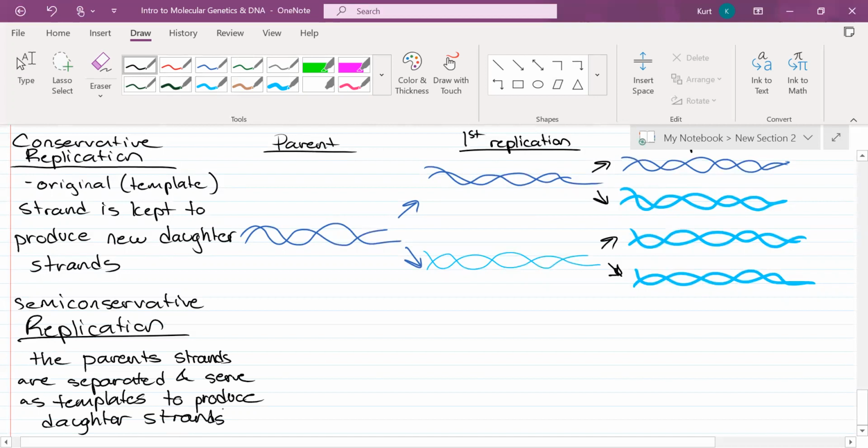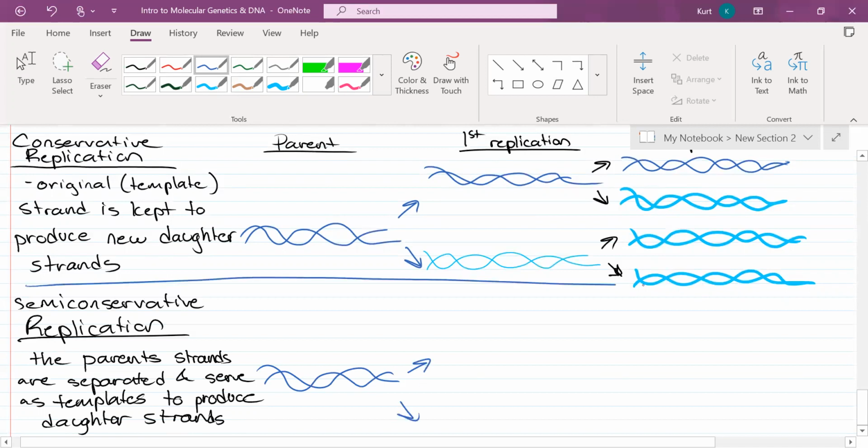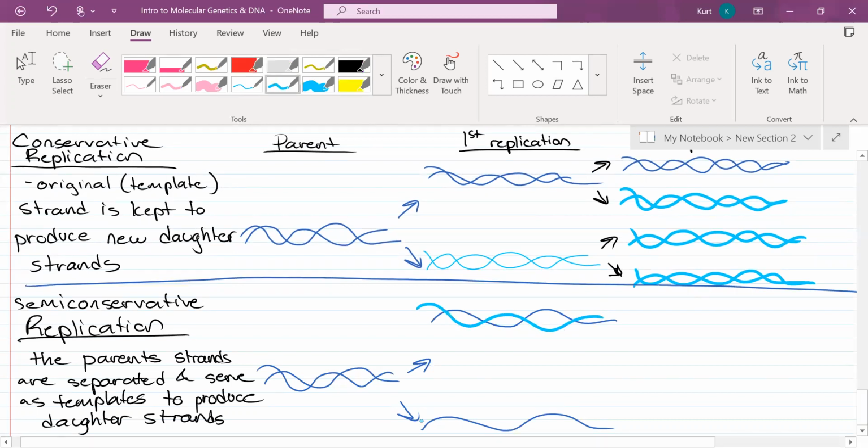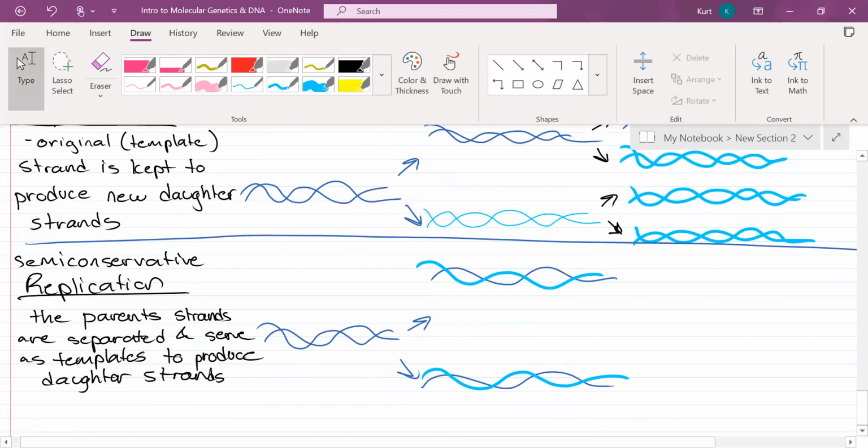Remember, the parents are called templates, the daughters are called complements. The complement is based on the template. So here we go. So there's our parent strand there. I'm just going to separate these two so we don't get them blended in. All right, you can see how on the first replication you kept half, and with that half you made a complementary other half, a complement strand. That's why this is called semi-conservative. Semi means half. You save half to make the other half.